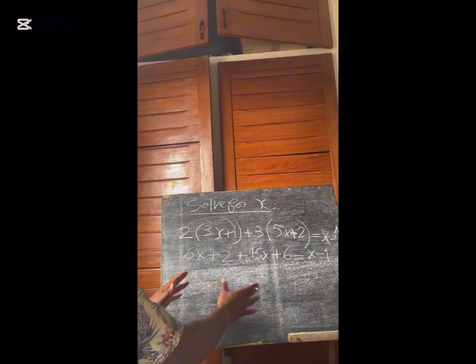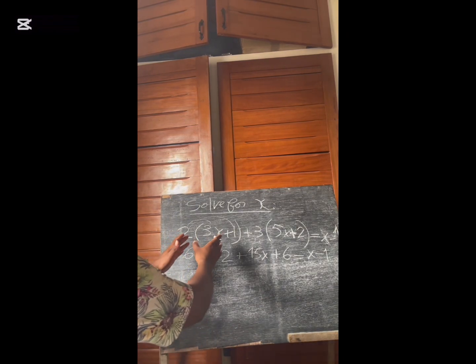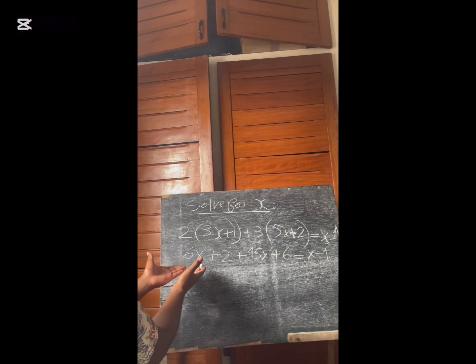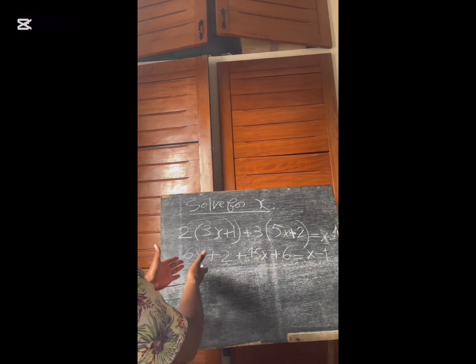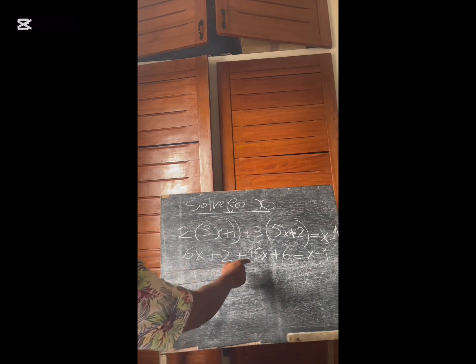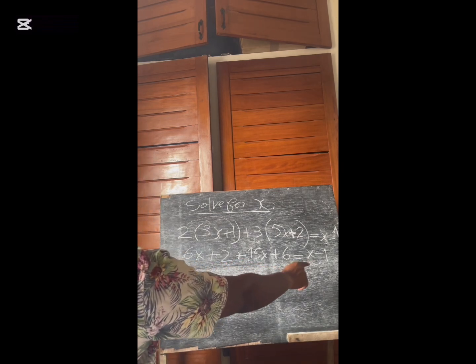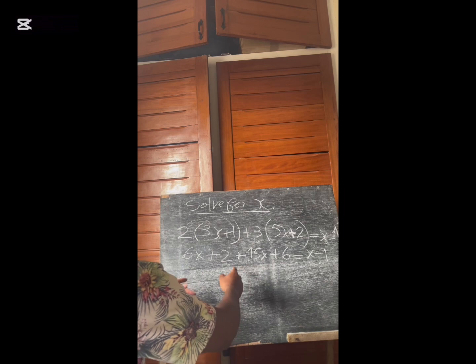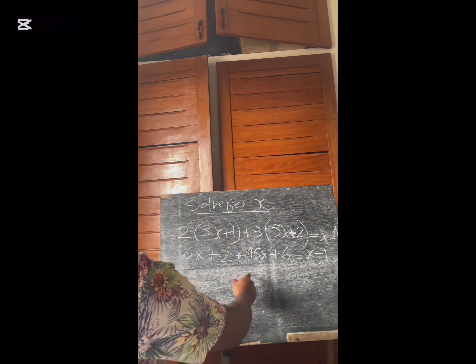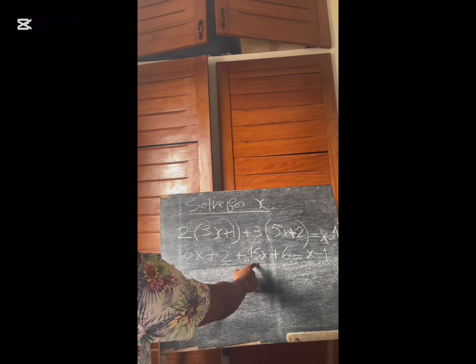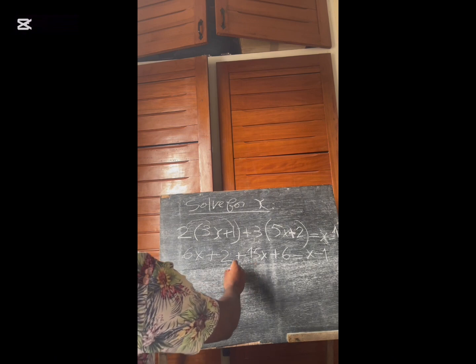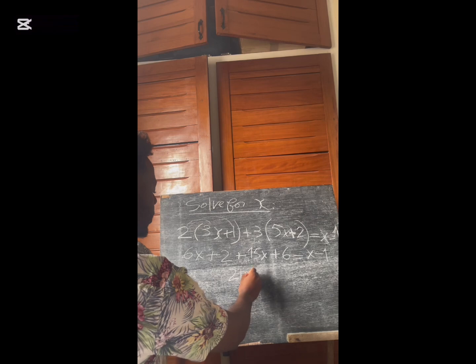What we're going to do now is, we no longer have factors in here. We only have a sum of terms, and some of them have x, such as 6x and 15x and x, and some of them don't have x, and we want to have all the x's together. And basically, 6 plus 15x is 21x.